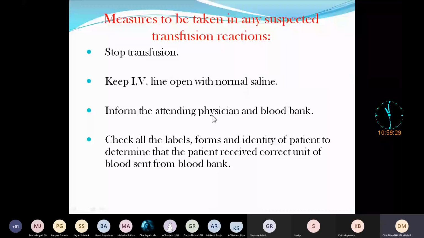We will remove the blood transfusion, but we will keep the IV line open, and we can give normal saline. Understood here? And then you have to inform the attending physician or the blood bank. Since the blood is stopped, one has to inform the attending physician so he or she can come, and also the blood bank, because the blood bank has issued the blood.